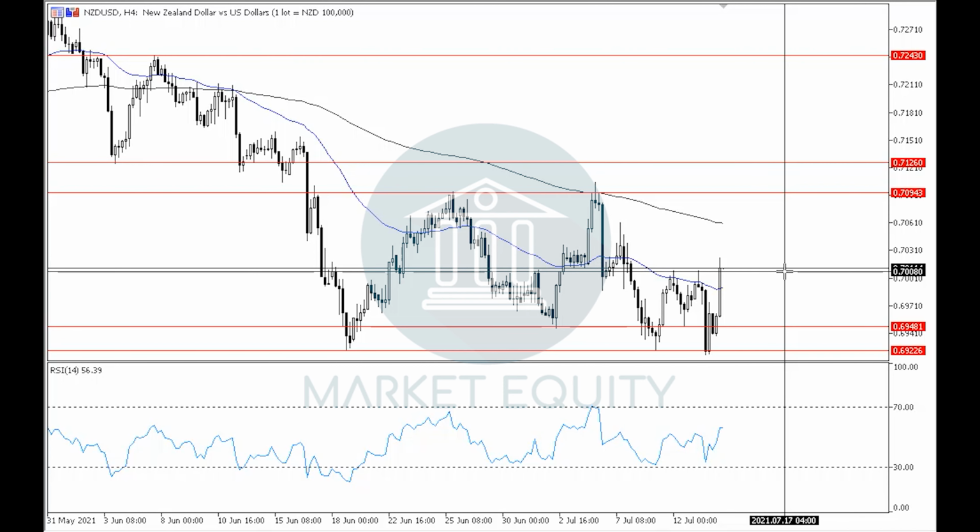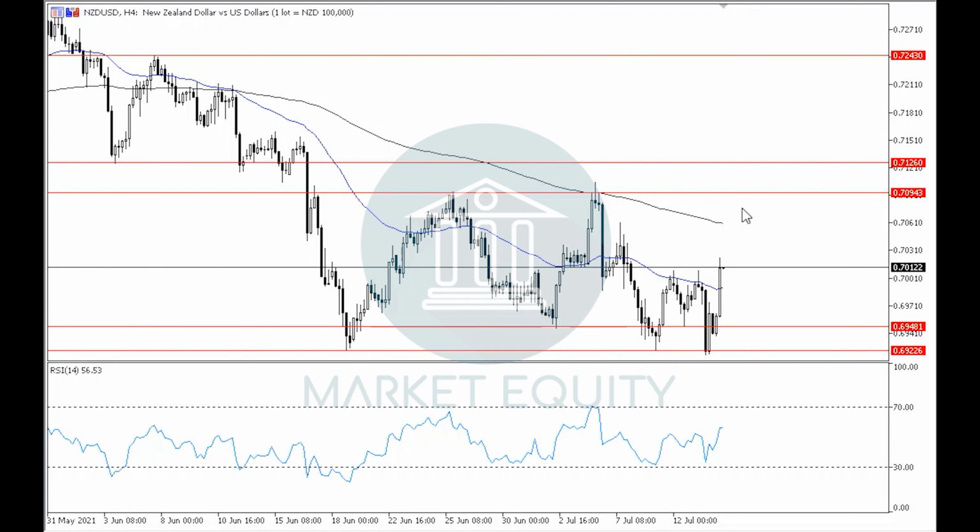The pair is currently trading around level 0.7000, which by breaking upwards through it will support the continuity of the sideways movement and the targeting of around level 0.7090, or the upper boundary of the sideways movement in the 4 hour time frame.